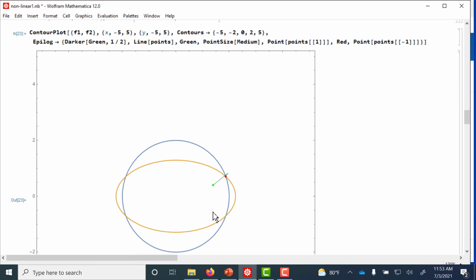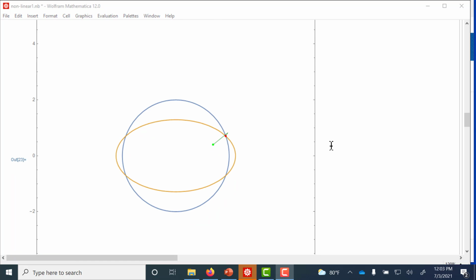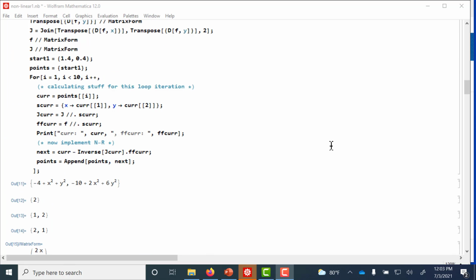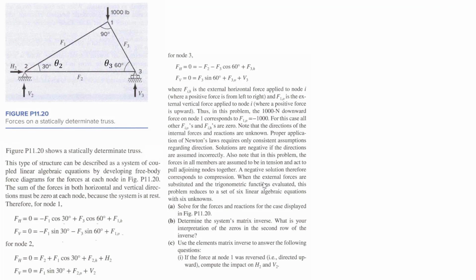So that's what the contour plot looks like. I've exploded it a little bit. So light green point, dark green line. You see I shot past it, as I pointed out earlier, and then it comes back to the red. So very cool. And that's what I wanted to show you for the very simple ellipse and circle example.